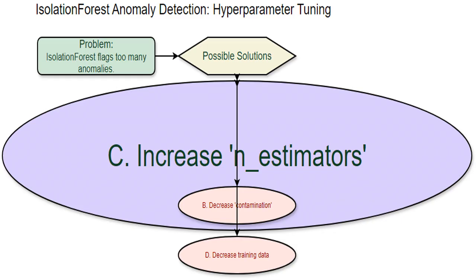I can increase the n_estimators parameter. This will use more trees in the forest, resulting in a more stable and robust model. More trees typically leads to a more refined prediction.